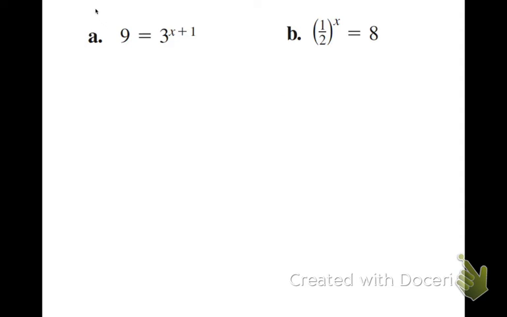Okay, so 9 equals 3 to the x plus 1. So we obviously have to get the base of 3. And why do I say that? Because 3 is the only base there, correct? Okay, so 9 would be 3 to what power? 2. So 3 to the second equals 3 to the x plus 1. So the bases are equal. Now what are equal? The exponents. So 2 equals x plus 1. So x equals 1.